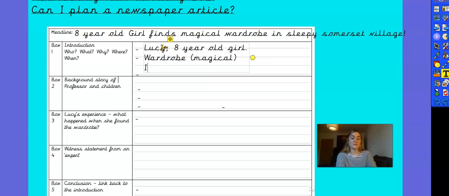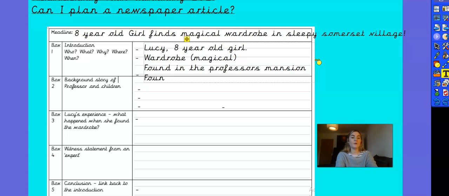Where was it found? Found in the professor's house. It's not just a house, is it? It's a mansion. So remember, let's be specific when we are writing our plans. Found in the professor's mansion.